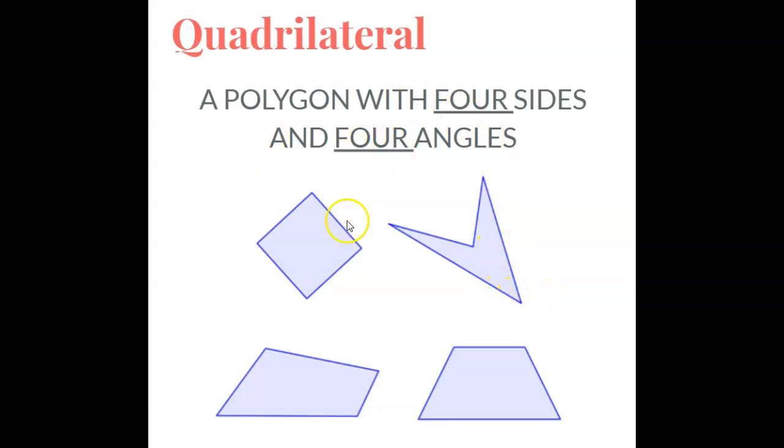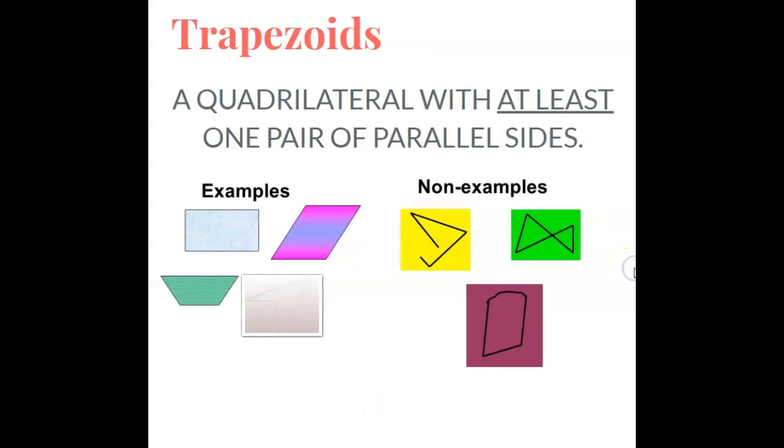So a quadrilateral is the same as a polygon, which means it's a closed shape with straight sides, but a quadrilateral also has 4 sides and 4 angles. These shapes are building upon each other. A trapezoid is a quadrilateral.